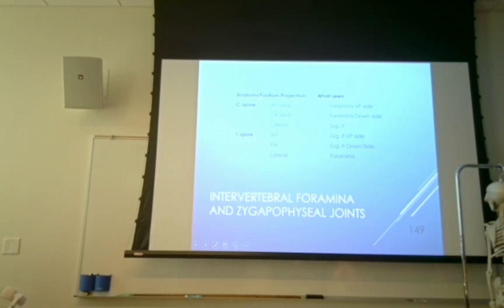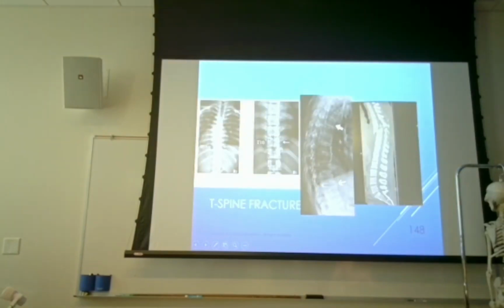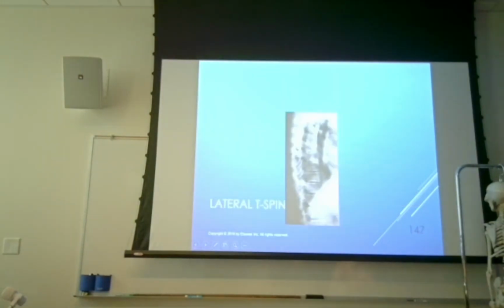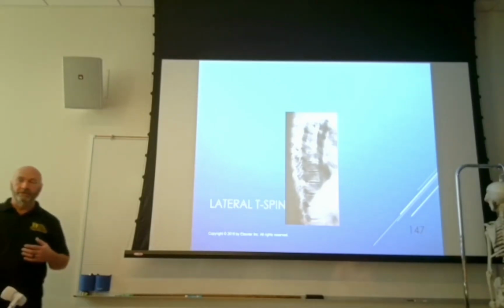So this is something that I kind of threw together this morning. Some things that are difficult to grasp on the test are what you see and where you see it. Okay, so let's look back. That's not ideal, but you see this one right here, this lateral T-spine. See that big dark area right there? What do you suppose that is? Intervertebral foramina, right?